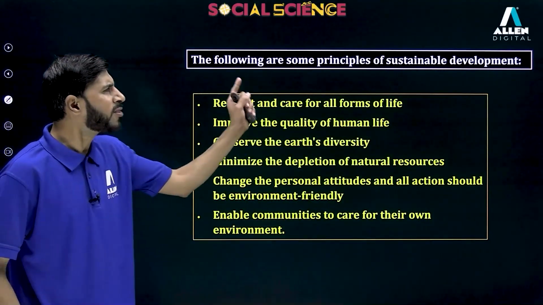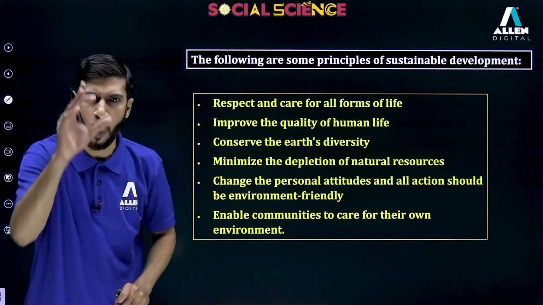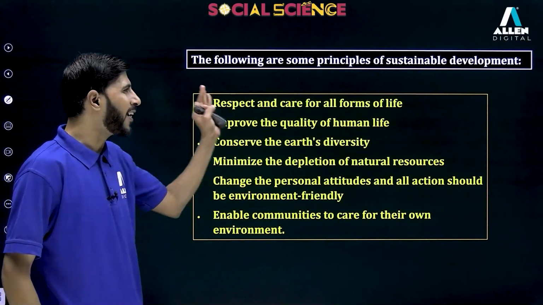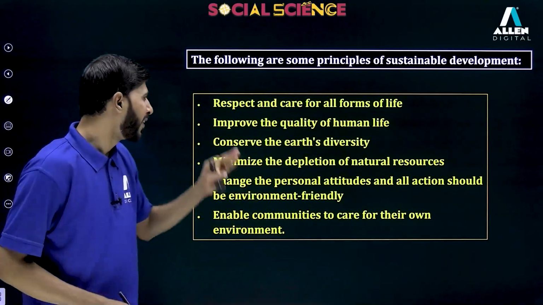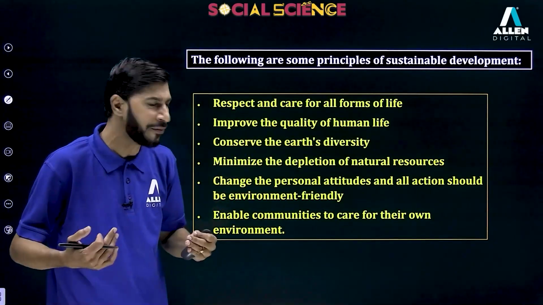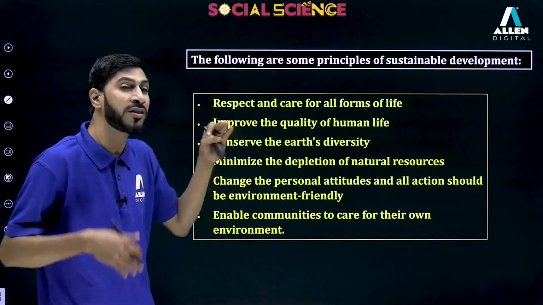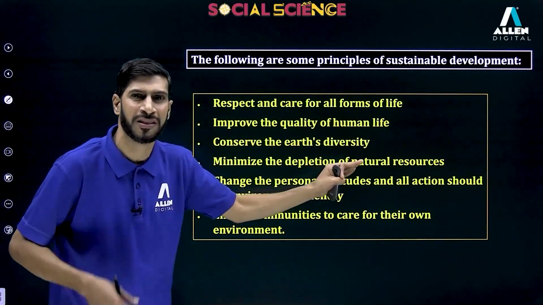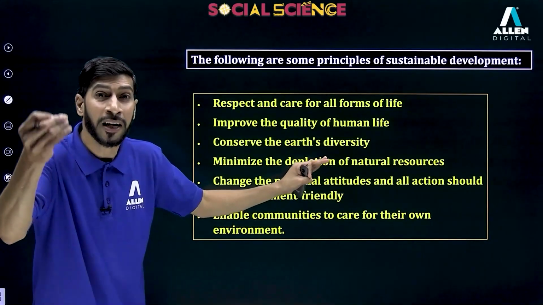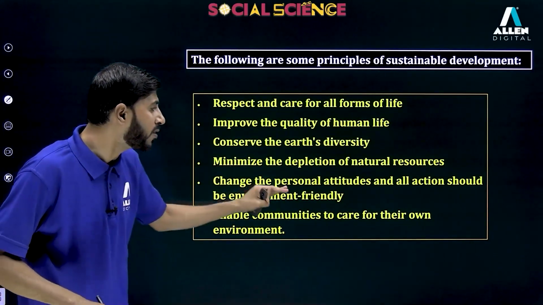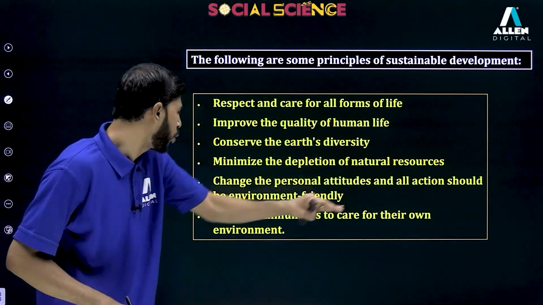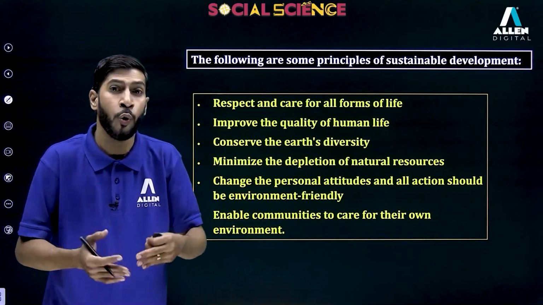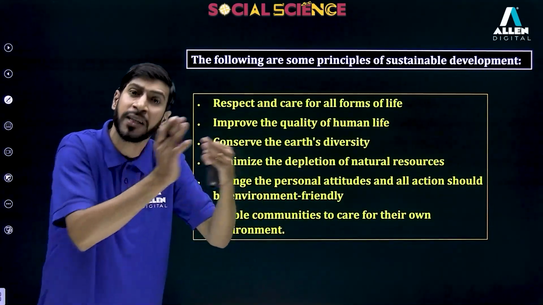Now, the following are some principles of sustainable development. So what are the principles here? Let's understand one by one very quickly. First, respect and care for all forms of life. Secondly, improve the quality of human life. Thirdly, conserve the Earth's diversity. Next, minimize the depletion of natural resources. Use the resources as much as they are required. Change personal attitudes, and all actions should be environmentally friendly. So we should have those habits which protect and conserve our environment.